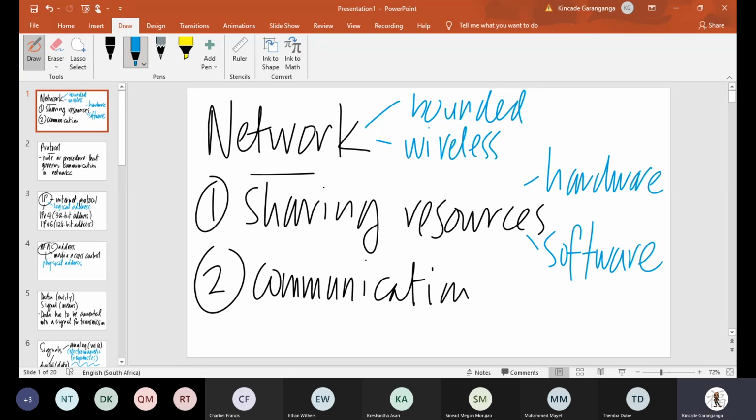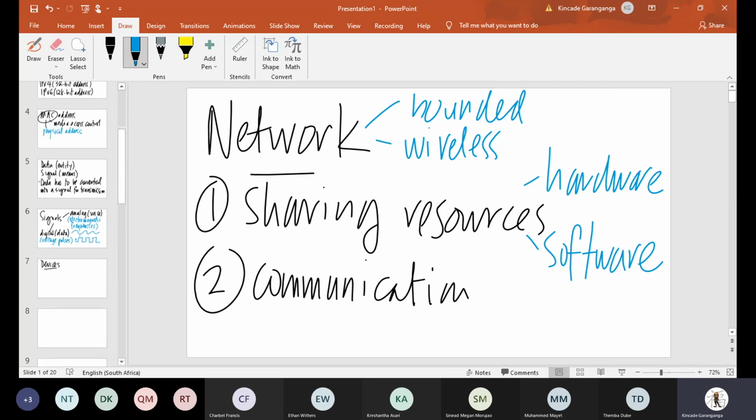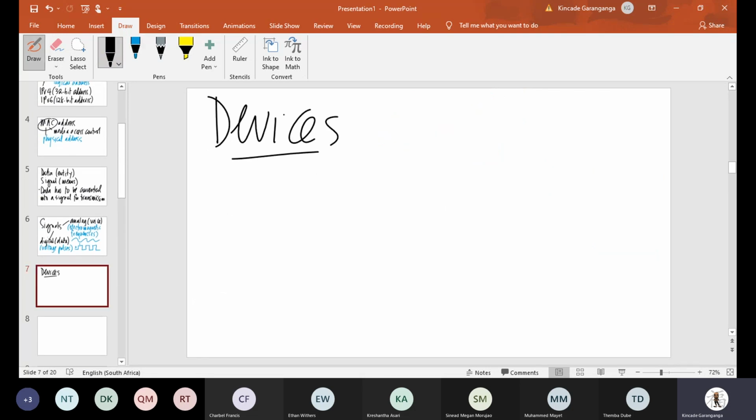Just remember that when it's bounded, you're actually using a physical cable, and when it's wireless, the link is there, but there's no physical link between the actual configurations. So when you look at the distinctive devices in this regard, you can discuss items such as your NIC, or network interface card, which is literally the same as a network adapter.